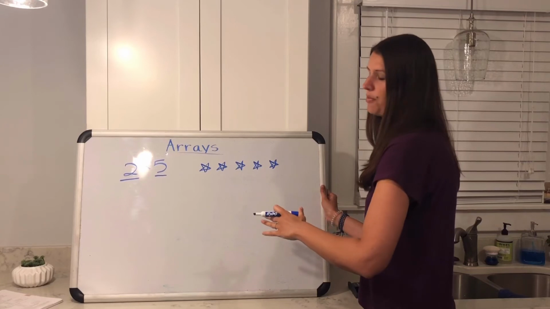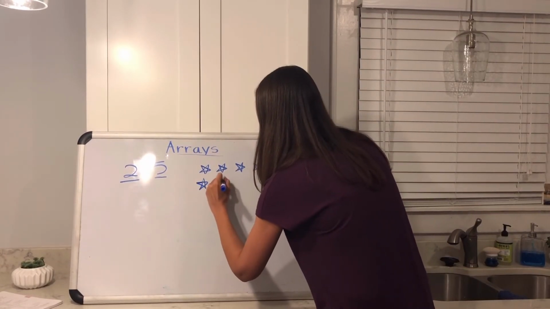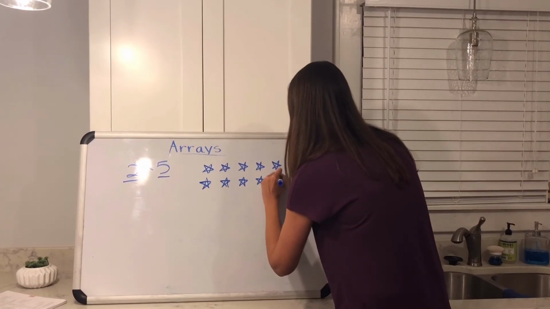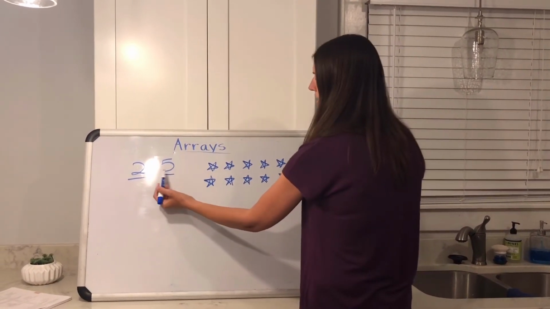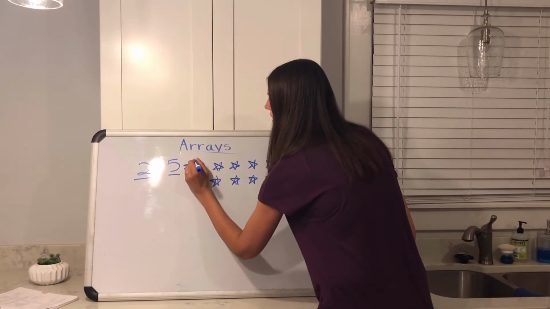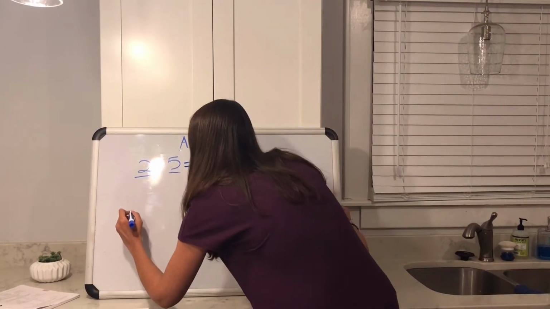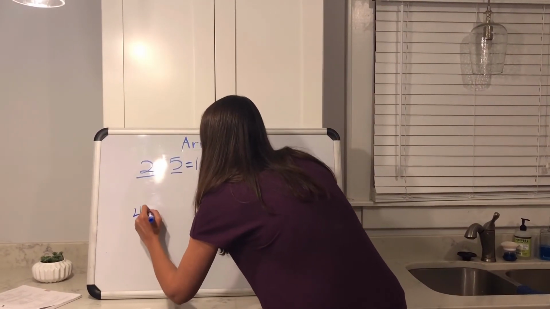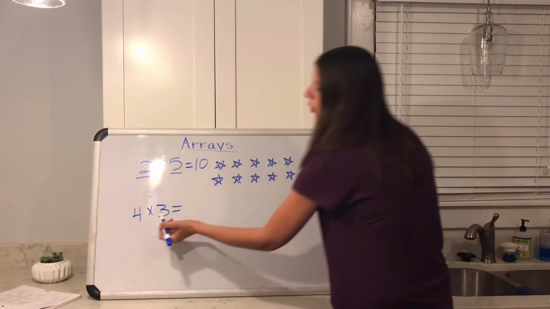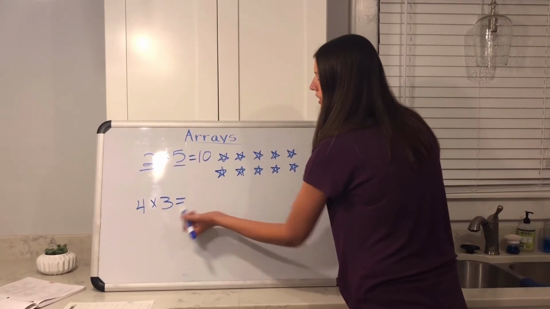The only thing to remember is to keep it nice and neat. 1, 2, 3, 4, 5. I know that 2 times 5 or 5 plus 5 equals 10. So now that array is done. Let's do another one. Let's do 4 times 3. So 4 is going to tell me my rows, so 4 rows with 3 in each row.